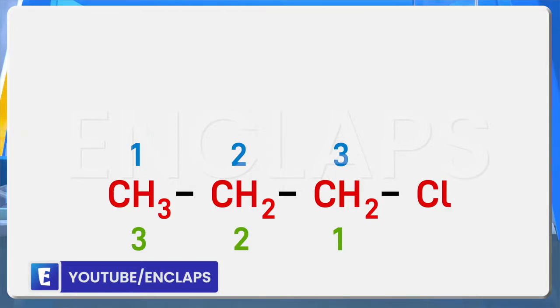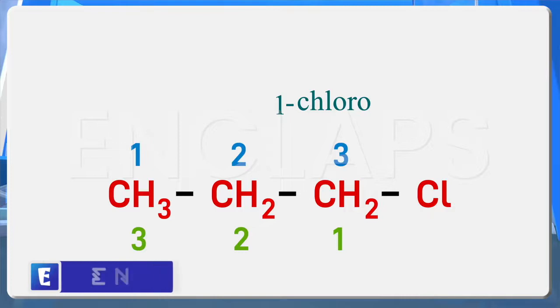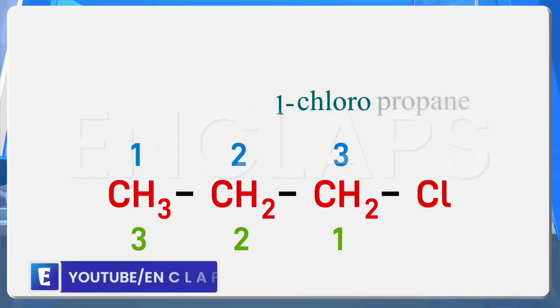Now we are going to give the IUPAC name. First, we have to mention the position of the halo group. Here the position of the halo group is 1. Then we have to put a hyphen. Then the name of the halo group. Here the name of the halo group is chloro. So 1-chloro. Then we have to write the name of the alkane. Here the carbon chain contains 3 carbon atoms, so the corresponding alkane is propane. Okay. So the name of this halo compound is 1-chloropropane. Clear?